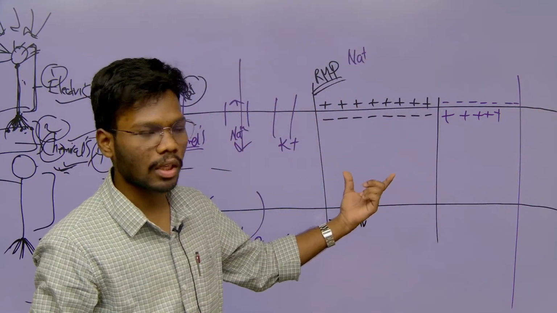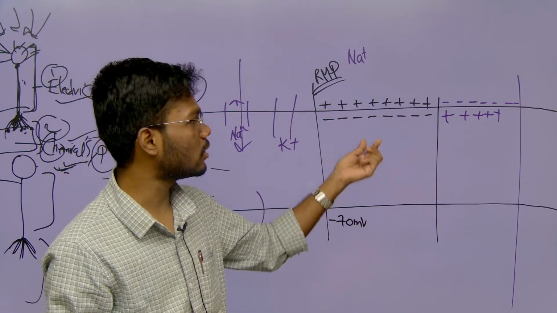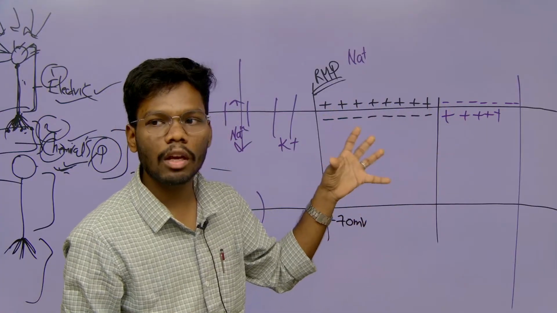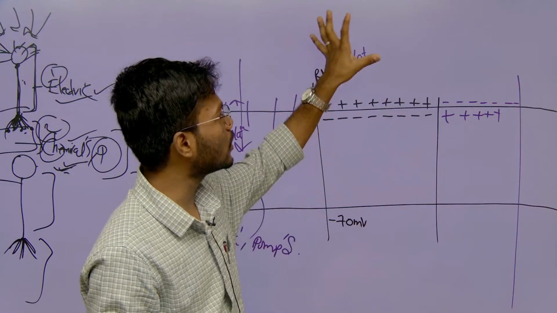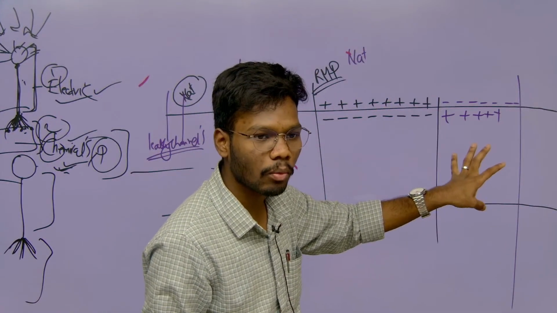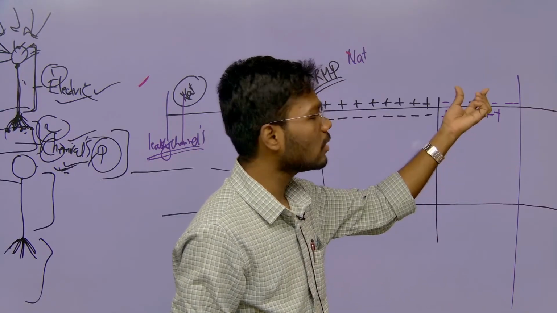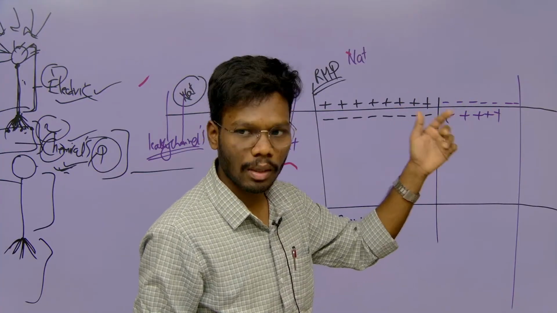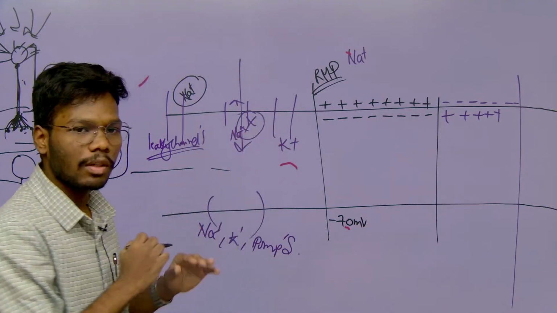In the resting membrane potential, inside there is K+ and negatively charged ions, and outside there is Na+. After the sodium channels open, all the sodium ions enter from outside to inside. Then inside there will be more positive charge, and outside there will be low Na+, so that is negative. After some time the sodium channels will close.